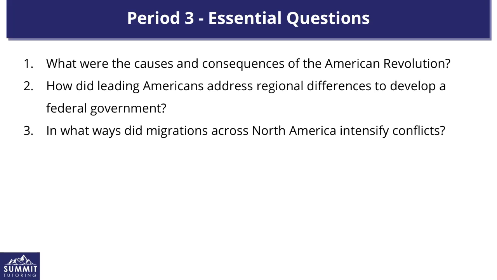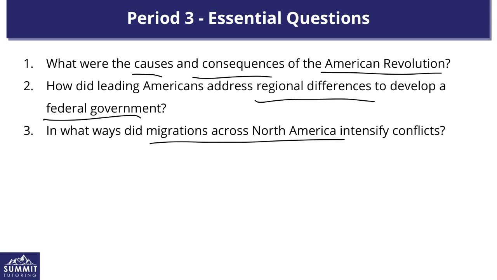So the essential questions for period 3. We're going to look at the causes and the consequences of the American Revolution. We're going to look at how leading Americans addressed the regional differences to develop a federal government. We know that each settlement was creating their own separate governments and their own separate structures, but how are they going to bring it all together? We're also going to see how migrations across North America start to intensify the conflicts that we'll see throughout.